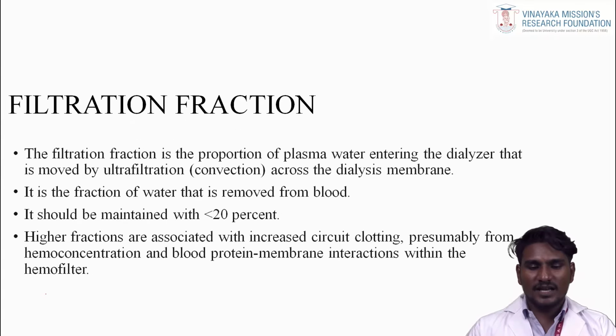The filtration fraction plays a major role in CRRT. The filtration fraction is the proportion of the plasma water entering the dialyzer that is removed by ultrafiltration across the dialyzer membrane. It is the fraction of water that is removed from the blood. It should be maintained at less than 20%. Higher fractions are associated with increased circuit clotting, presumably from hemoconcentration and blood protein-membrane interaction within the hemofilter.